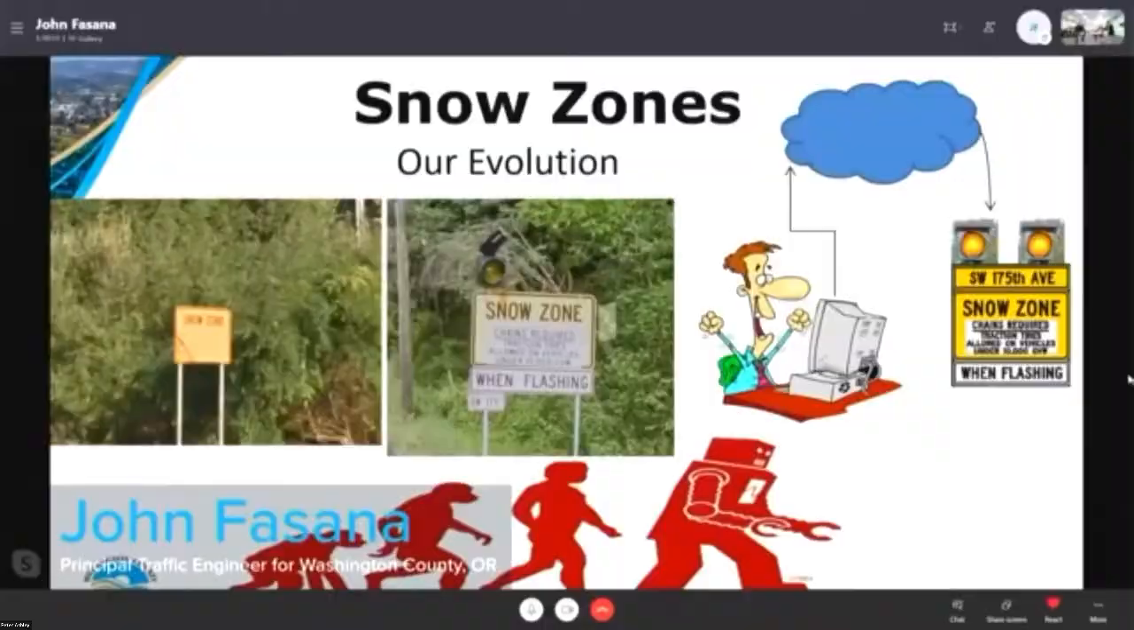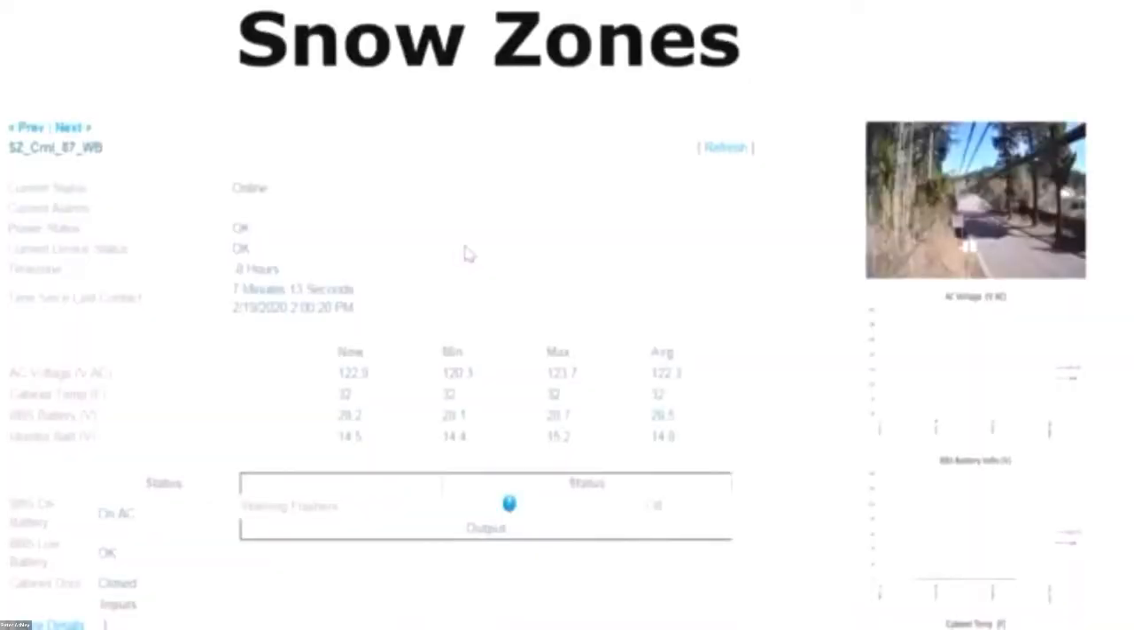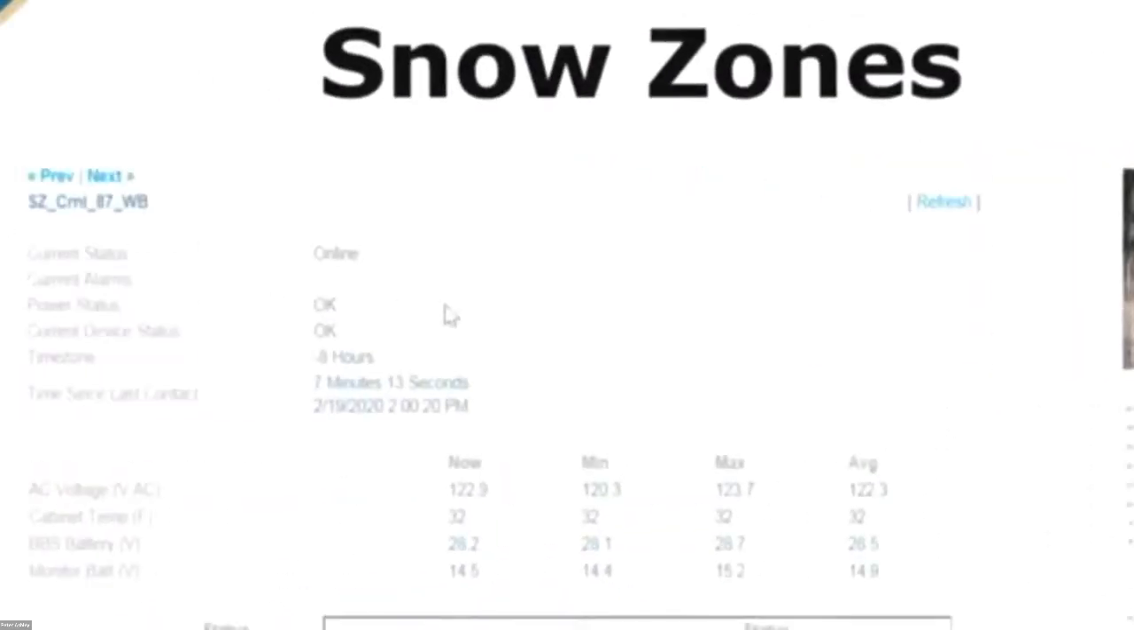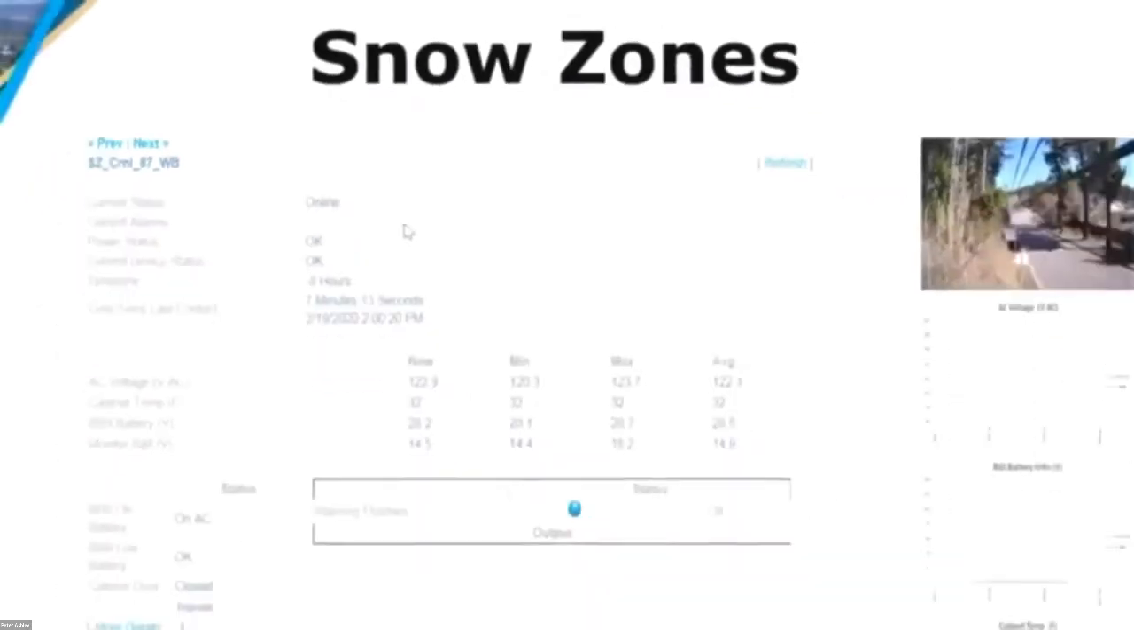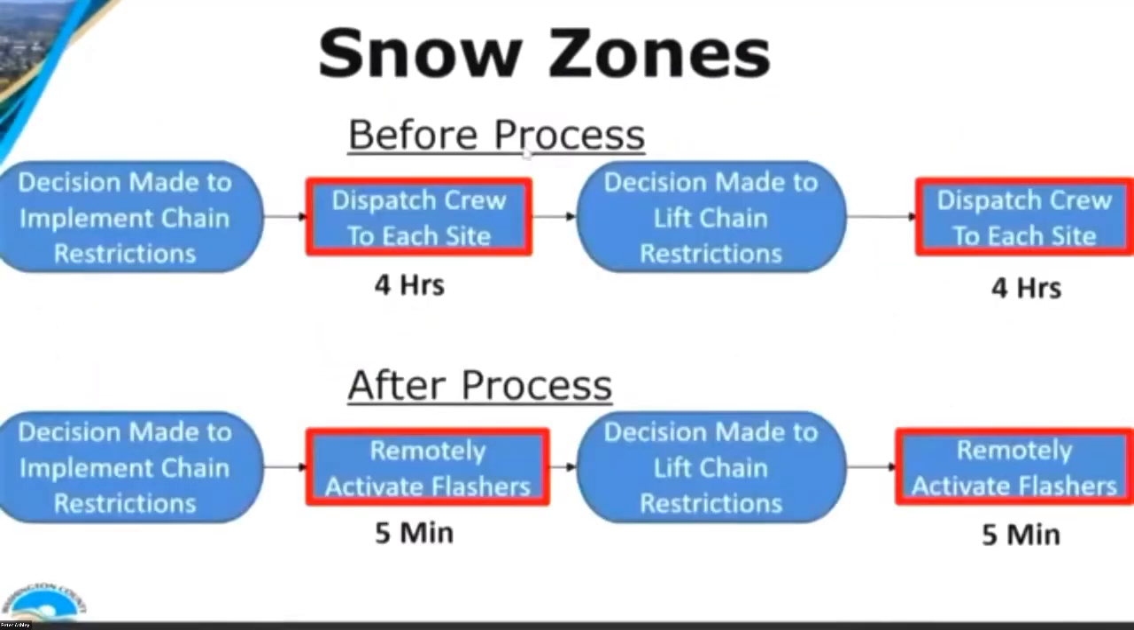Each of these locations is equipped with a camera. You see it in the upper right. They've got a battery backup system, and they provide voltage monitoring with alerts for switch over to battery backup or for low battery voltage. This basically is showing the direct staff time savings between the old activation process and the new process.